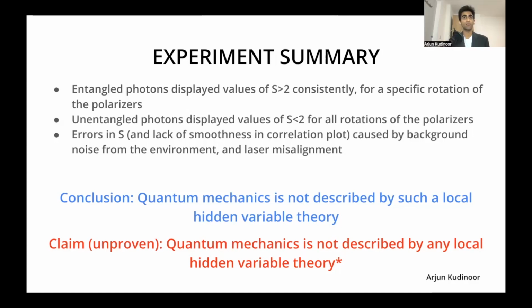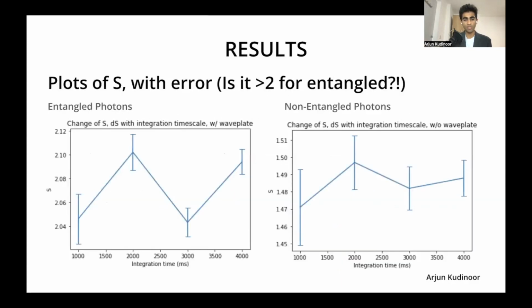Yeah, so there is. In fact, the maximum value, the value we should have gotten for S, is about 2 times the square root of 2, which is not what we got. We got something much lower. Now, if I recall correctly, groups that did this experiment after us were able to fix the alignment issues.